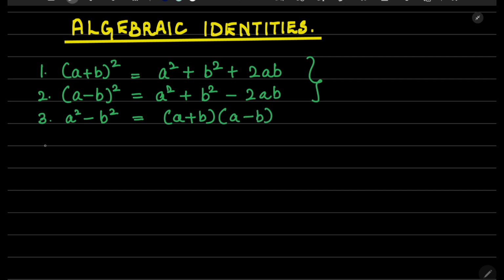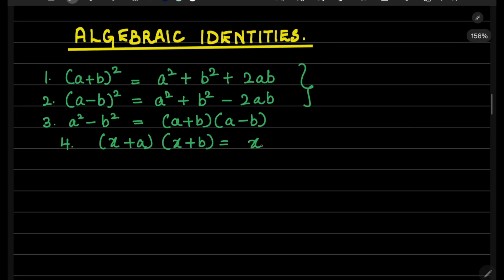Another important part is the fourth one. It's nothing but (x plus a) into (x plus b). This is a very important one because you'll have to identify the common x term in both. It's nothing but x square plus (a plus b) into x plus ab. So these were the 4 identities that we already revised in the previous video, and we also solved some questions based on this.